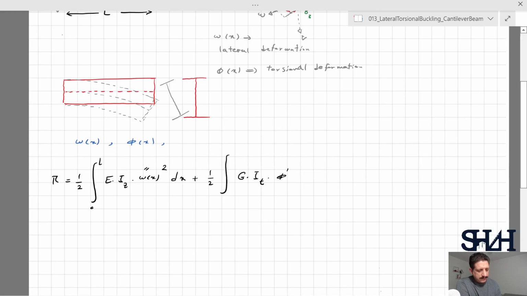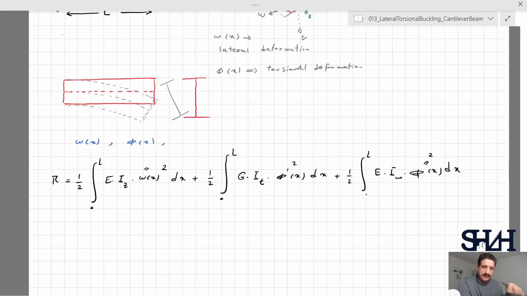Plus GIT p prime x s square dx from 0 to L due to torsion. And also we need to consider the warping. Warping is also a kind of normal stress that can happen if the element is under torsion. So it will be 0 to L, E times the warping moment of inertia times the second derivative of phi dx. So these are the gain energy or the stored energy.